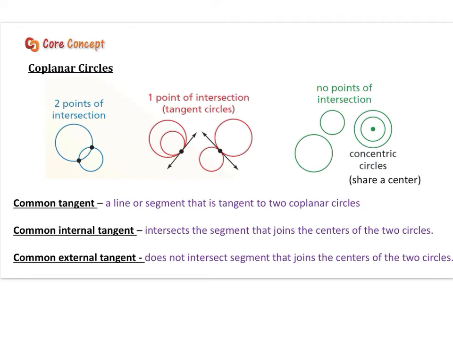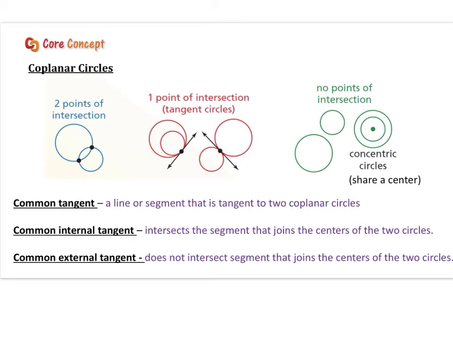All right, our next core concept are the coplanar circles. Remember, coplanar means to exist in the same plane. So here we have various situations where circles are intersecting with either 2 points of intersection, 1 point of intersection, or no points of intersection. So let's talk about these 3 types. In a plane, 2 circles can intersect in 2 points. When they intersect in 2 points, then they have 2 points of intersection. They can also intersect in 1 point.